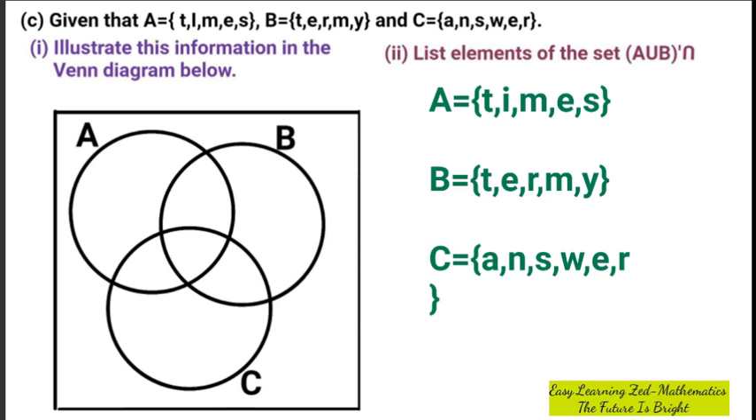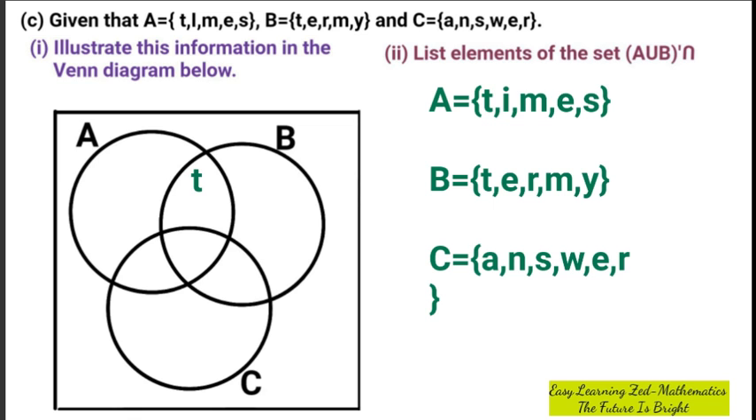Okay, once we have written the sets here, we're going to go to set A. We start with the first element of set A, which is T. The question we ask ourselves is: is T found in B? Yes. Is T found in C? No. So T will be on the intersection of A and B, which is here.